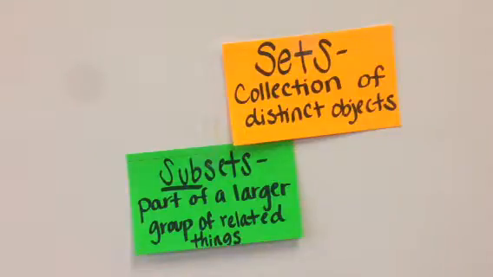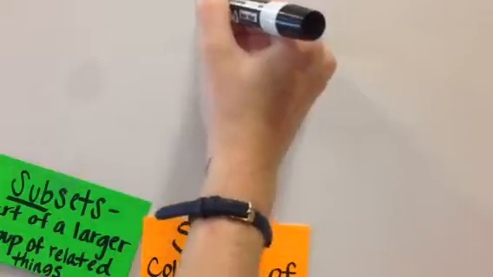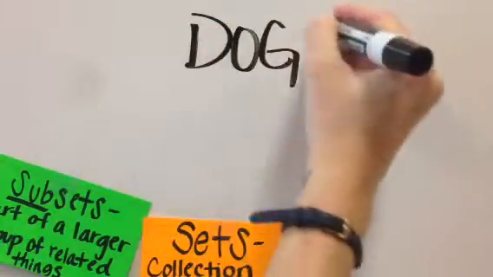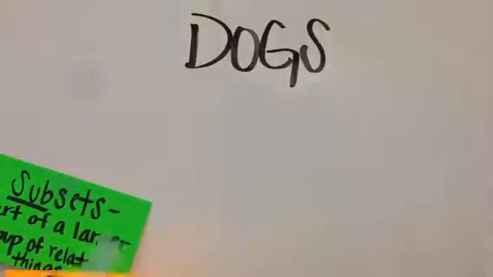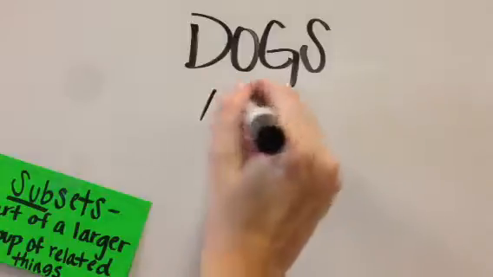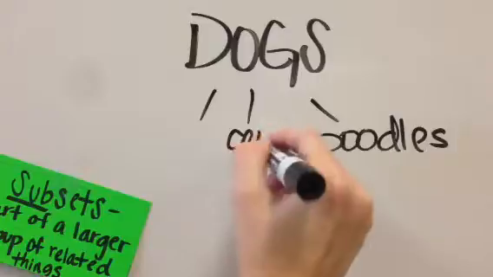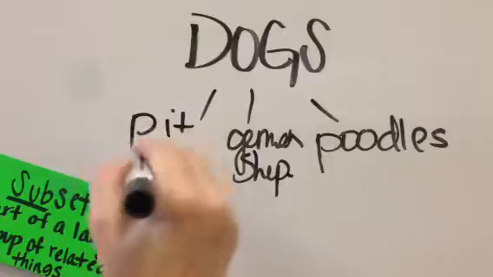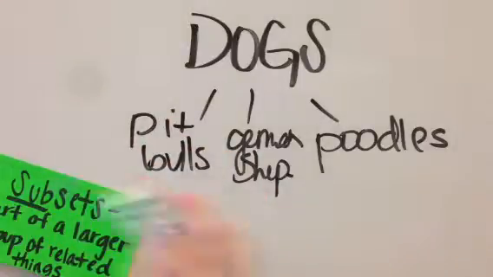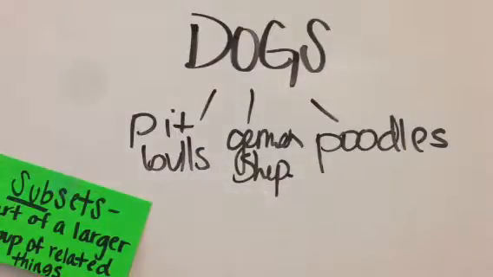So to give you a better understanding of how these two words relate to each other, we'll talk about a set that you will be familiar with. Let's say dogs. That is its own set. Within the category of dogs, we have all different kinds of subsets. We have poodles. We have German shepherds. We have pit bulls. These are just a couple of examples. So dogs would be the set. All of the different kinds would be the subset.